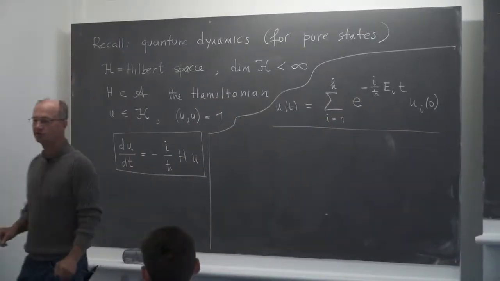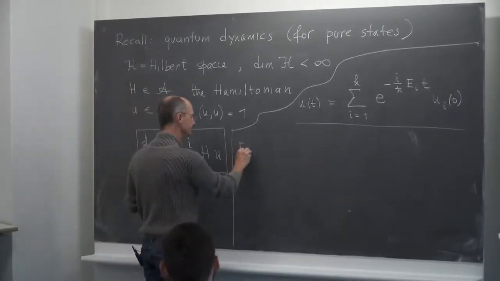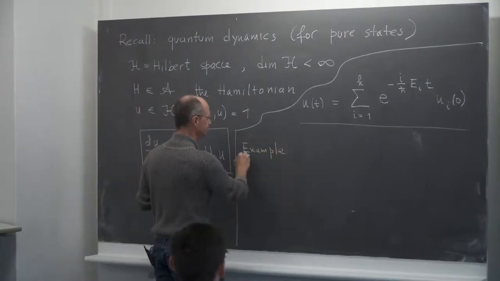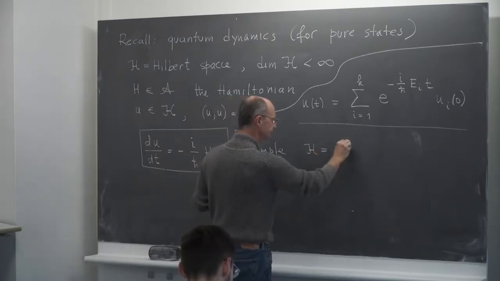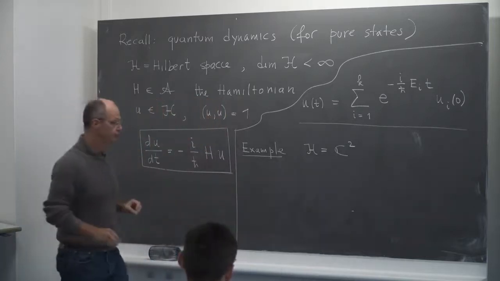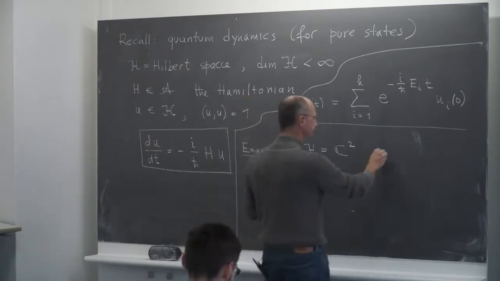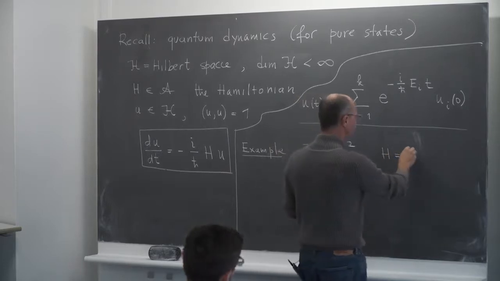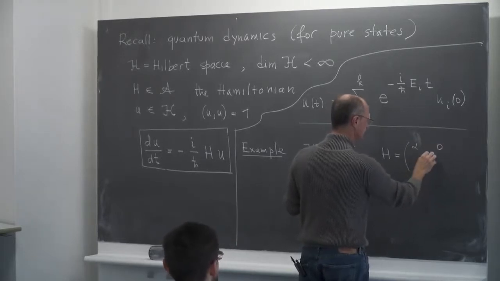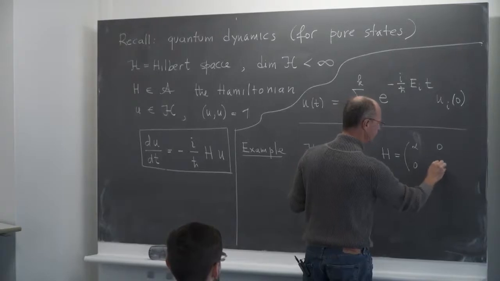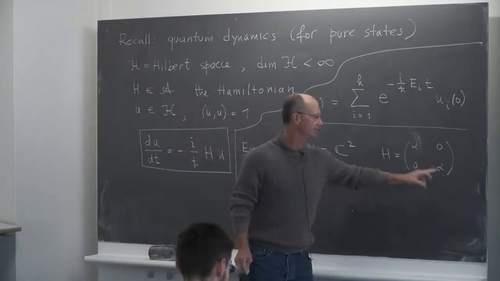Well, universe or not universe, let's look at some simple example of quantum evolution. So let's take H equal to C2 as usual. Now I would like to choose the following Hamiltonian. Let's say it will be just a 2 by 2 diagonal matrix with eigenvalues alpha and minus alpha.